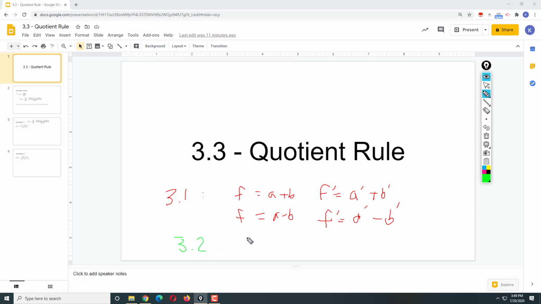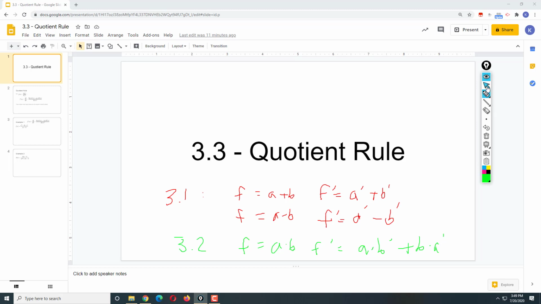In 3.2, we dealt with product or multiplication. If f is a times b, then we know that the derivative is a times b prime plus b times a prime. We learned that in the last lesson.